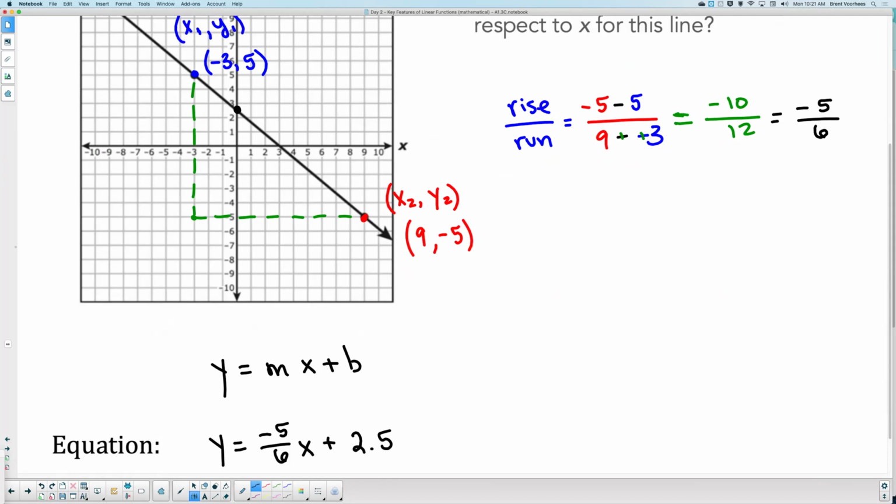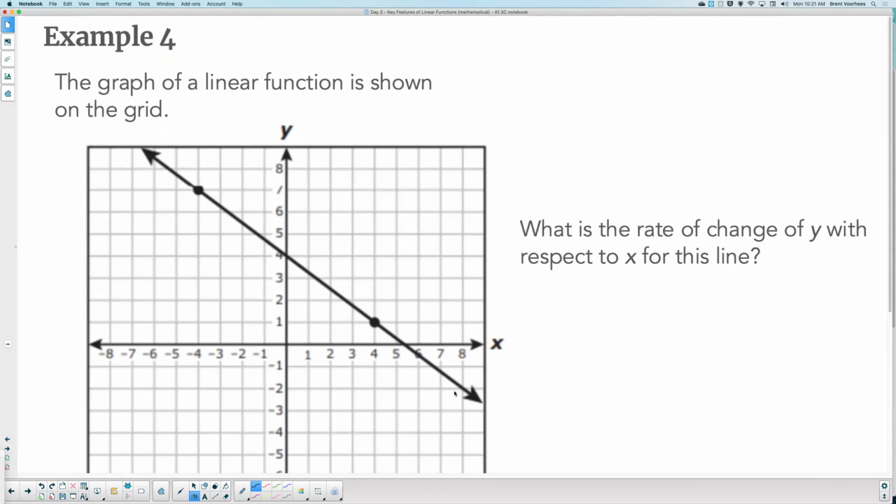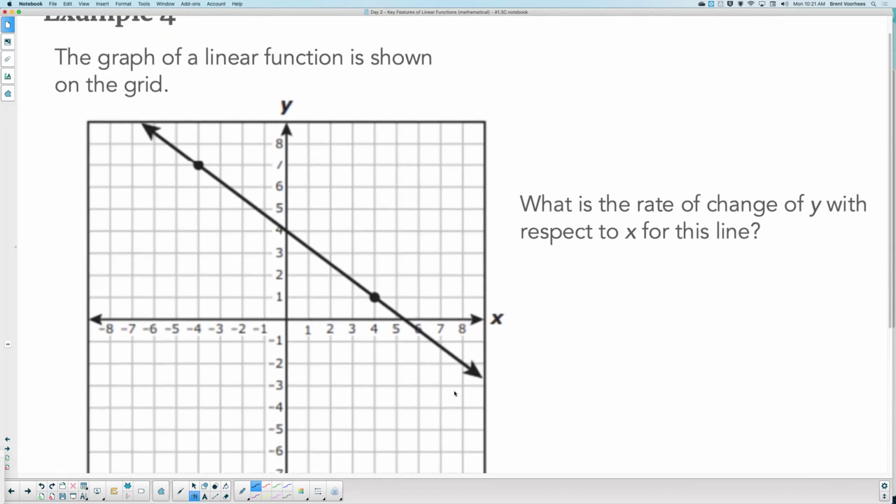Okay, let's try another one. Example 4. Do y'all want to do the formula or do you want to do the triangle technique for slope? What do y'all want to do this time? The formula or the triangle technique? Triangle technique? Let's do the triangle technique.